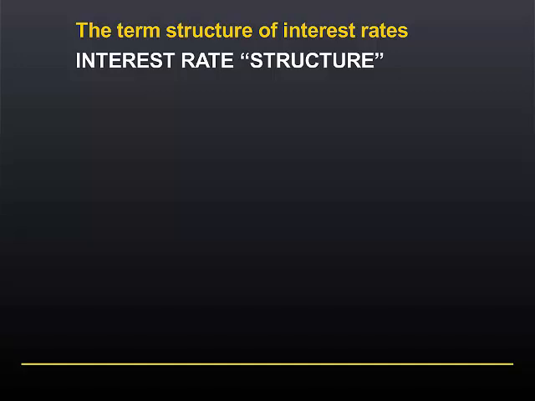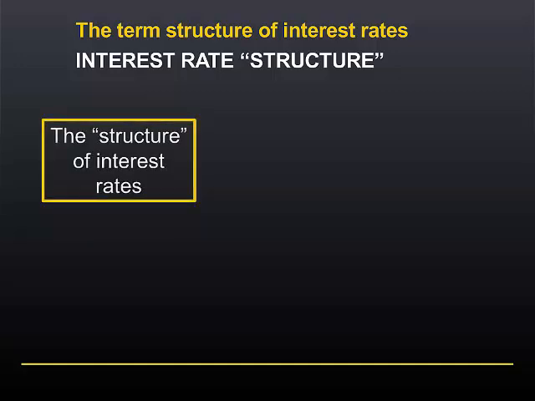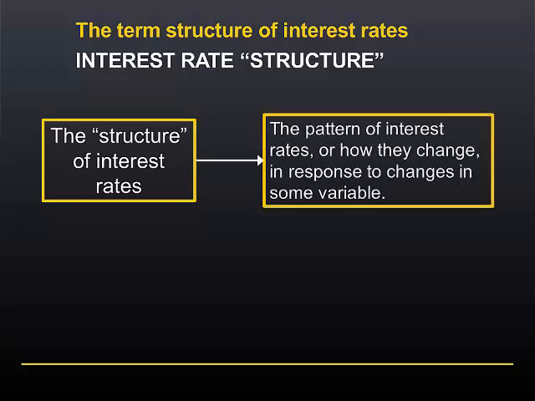We've talked about different kinds of interest rates and how they can be quoted and how we can do calculations with them. But there's something important we need to talk about when we contemplate interest rates. We need to talk about the structure of interest rates. The structure of interest rates refers to the pattern of interest rates, or how they change in response to changes in some variable. For example, one of the variables that can influence the level of interest rates is credit risk, the likelihood that the person who's borrowed the money will default.